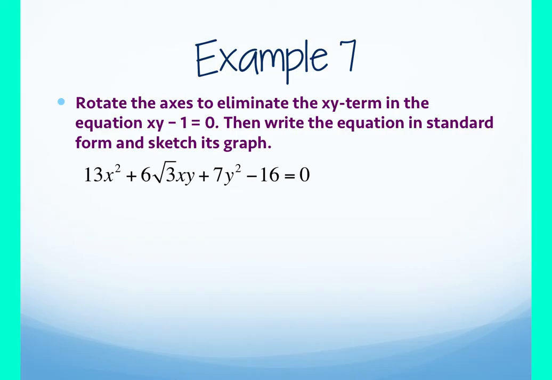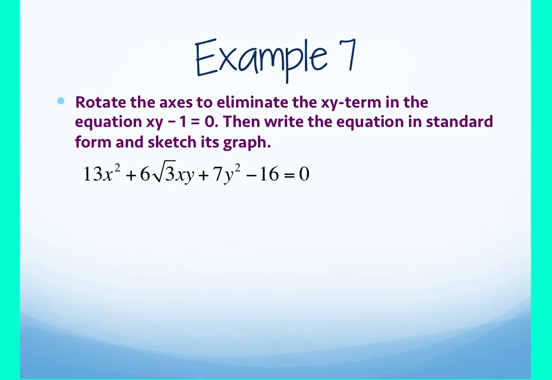This is much more on level with what your test question is going to look like. So it's the same exact process. Ignore this. This is your equation. Same set of instructions. Rotate the axis to eliminate the xy term in the equation. Write the equation in standard form and sketch its graph. Okay. So step 1 is what?